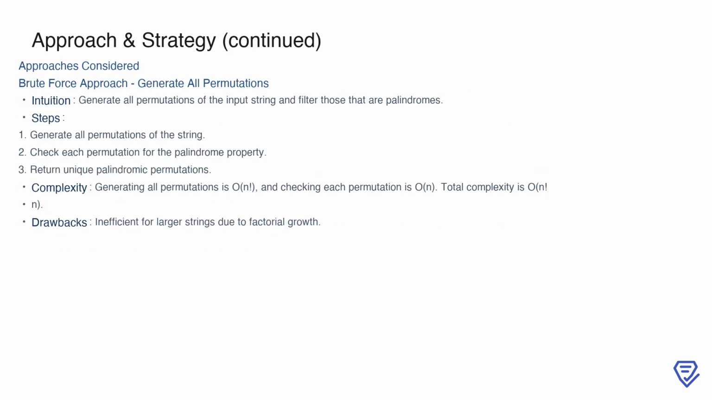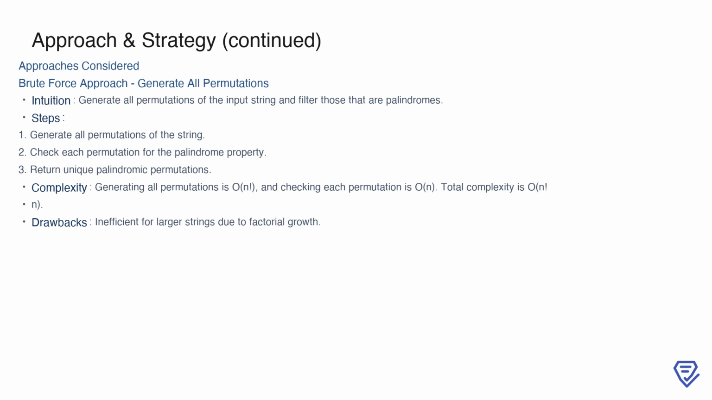One approach to solving this problem is the brute force method, which involves generating all permutations of the input string and then filtering for those that are palindromes. Here's how it works. First, you generate every possible arrangement of the string's characters. Once you have all permutations, you check each one to see if it satisfies the palindrome property, meaning it reads the same forward and backward. Finally, you return only the unique palindromic permutations.